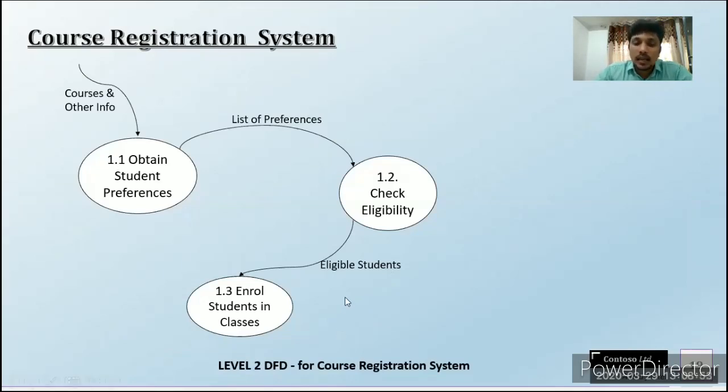After that, the eligible students will get enrolled into the classes. They will get a notification about their admission in SMBS, and they are enrolled in the MBA courses or any other courses provided by our institution.